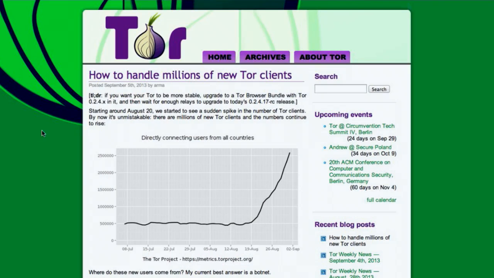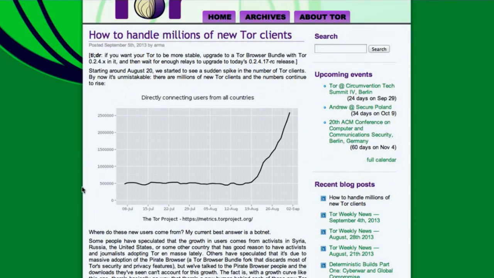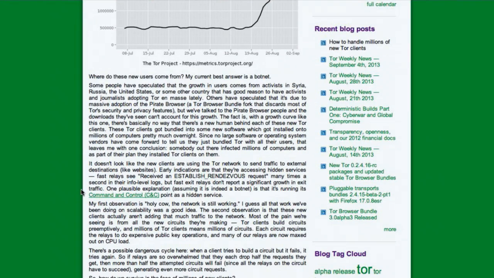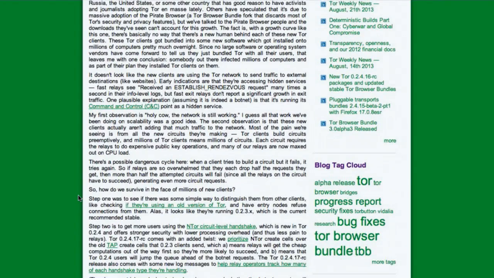Tor is trying to figure out how to handle millions of new Tor clients. Yes, we've been talking a little bit about it. There's an interesting graph where the number of users just goes up, starting around mid-August. They're pretty sure it's a botnet, but at first when it was just a couple of new users, they thought, oh, everybody's interested in Tor now. And then all of a sudden it's not stopping, and the rate is very steady.